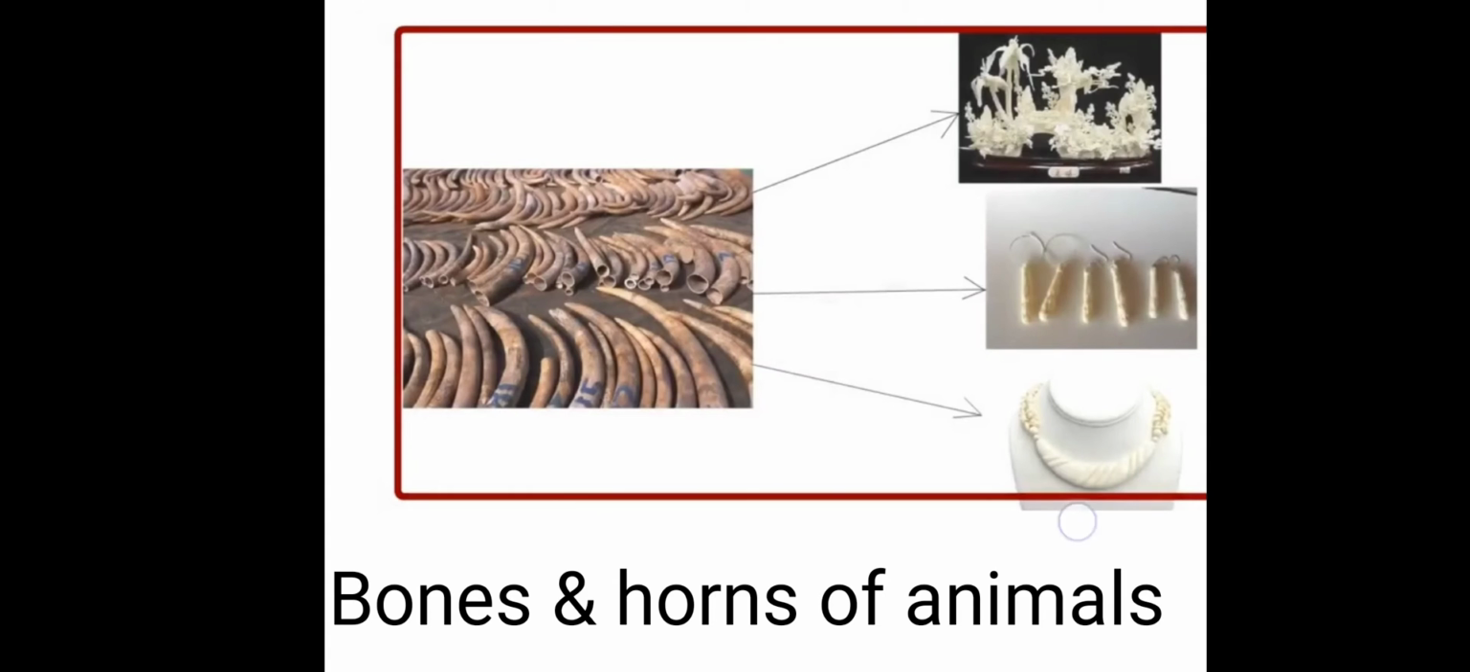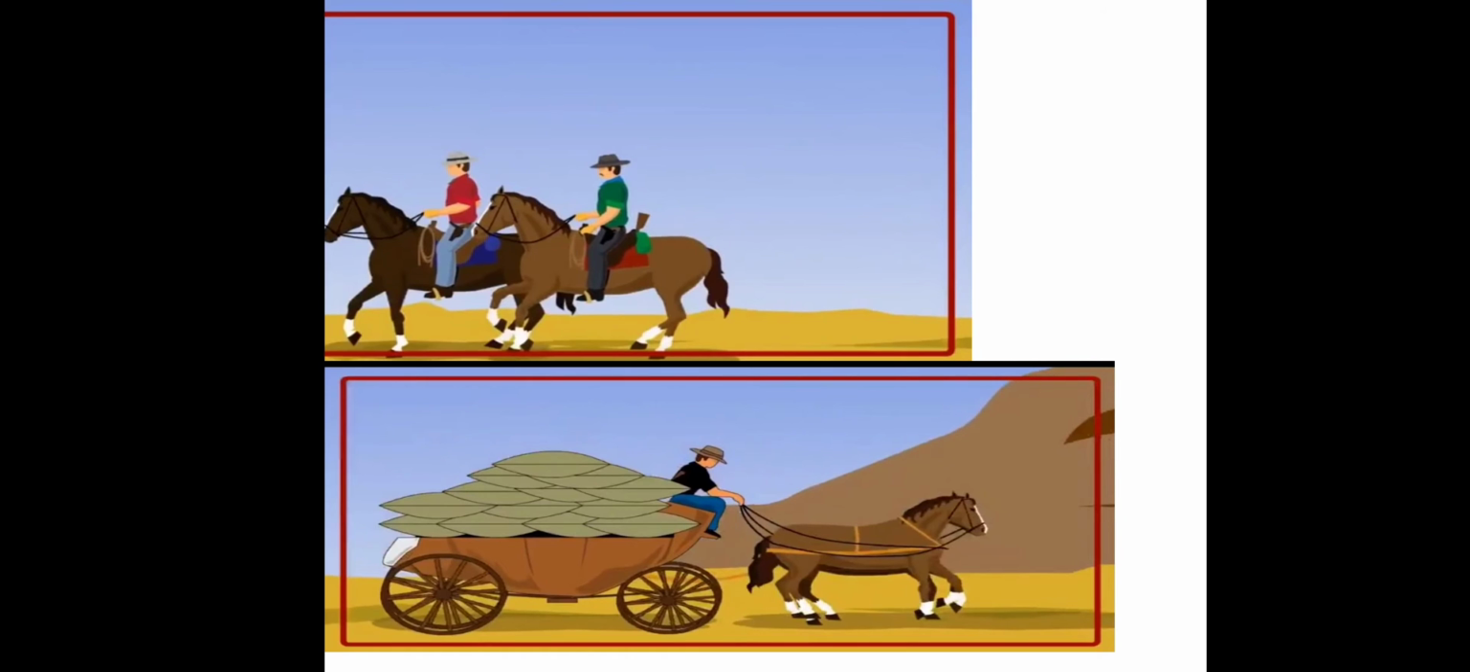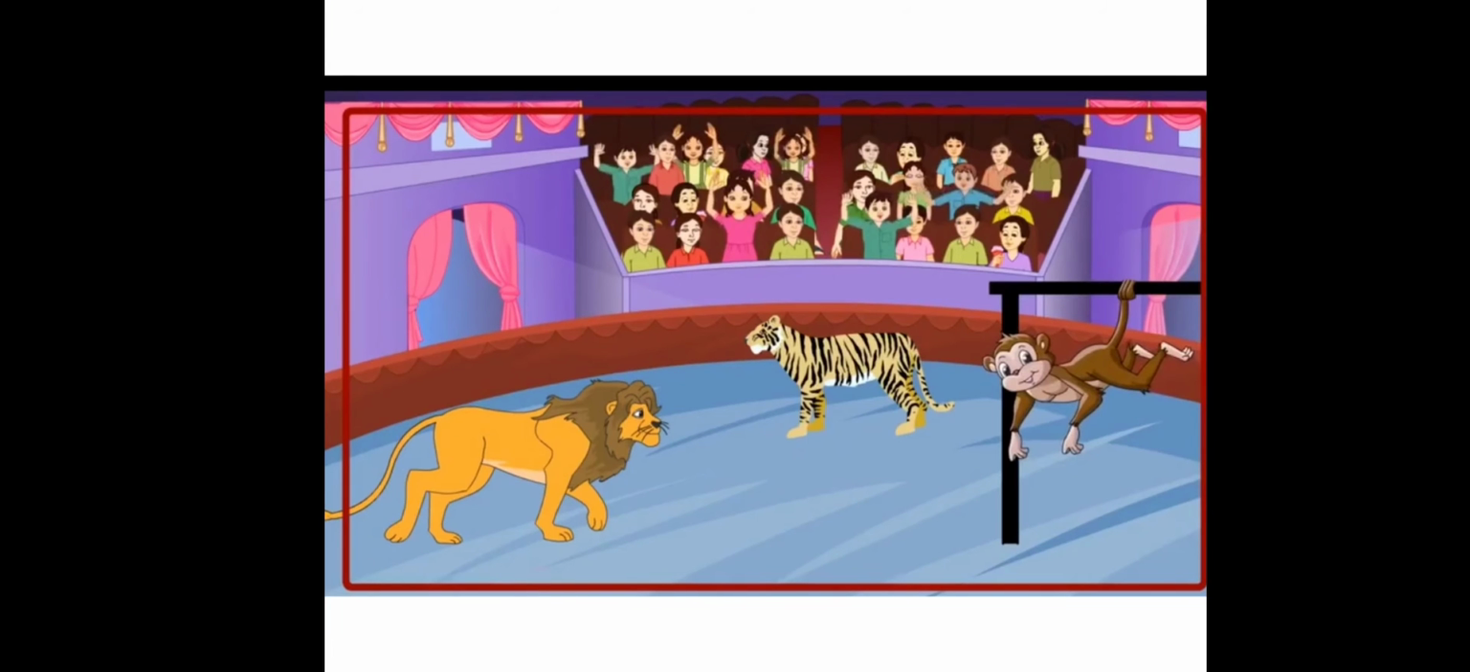Next, many animals like horse, camel and elephant are used for riding as well as for carrying loads. So these animals are called draught animals. What are draught animals? The animals which are used for carrying loads. And animals like the monkey, lion and bear are used for entertaining people in the circus.